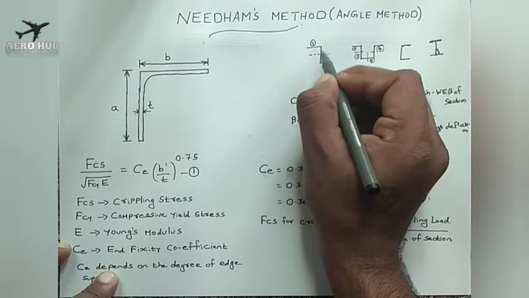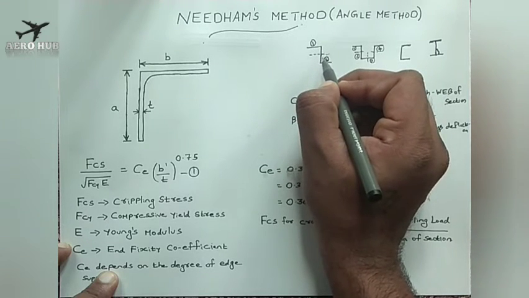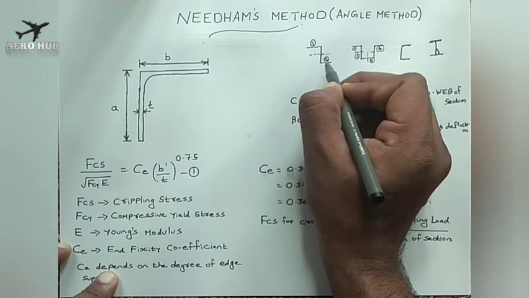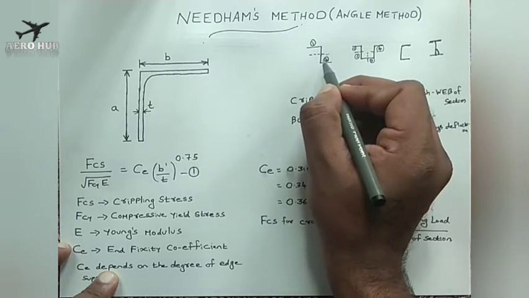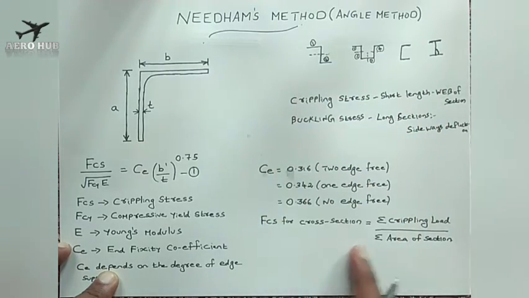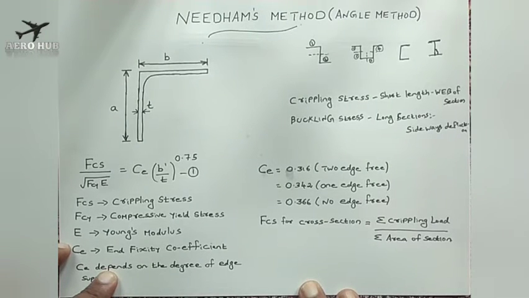For example, for Z section, I have to find out the crippling load for section 1. Then I have to add the crippling load for section 2. Then I have to divide by the entire area of the section to find out the value of crippling stress for the entire section. Okay.